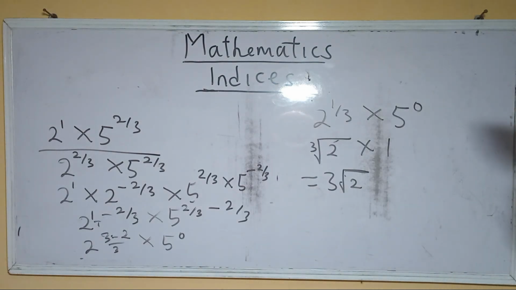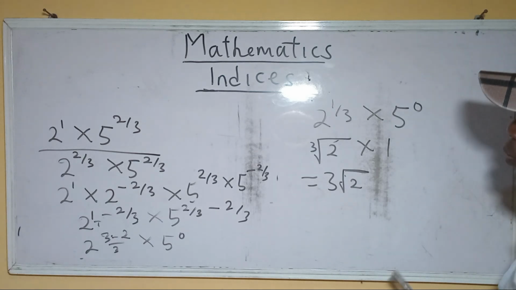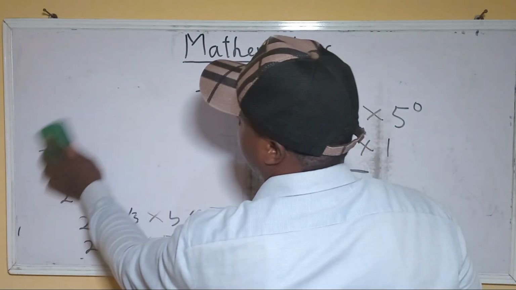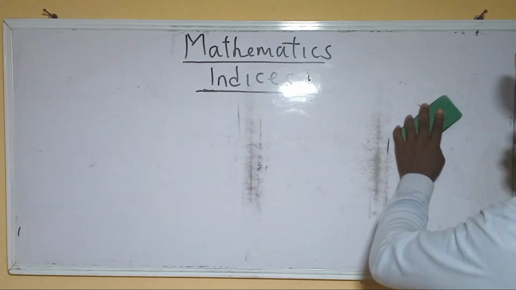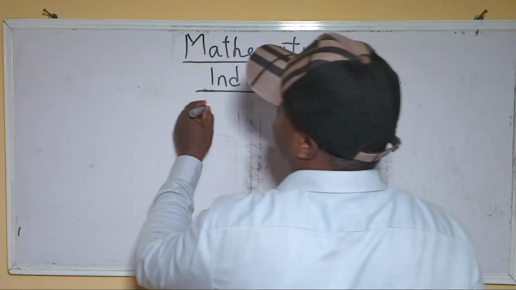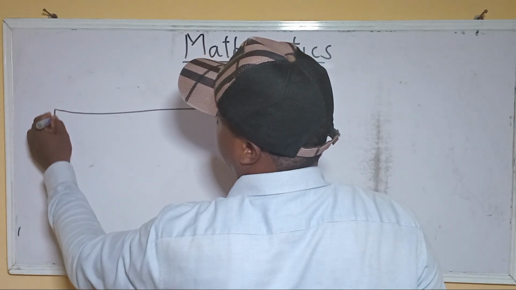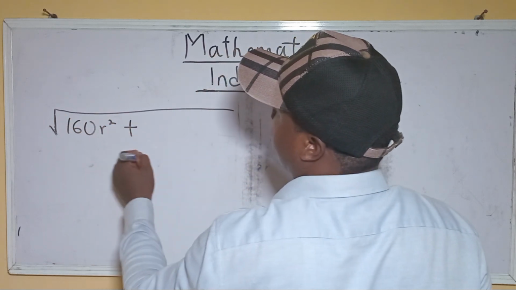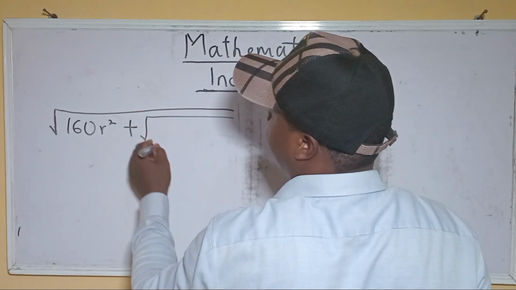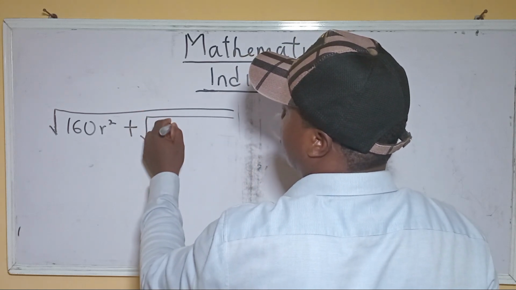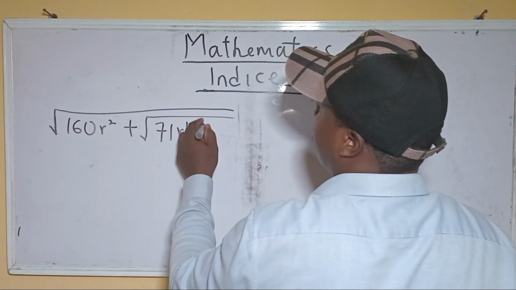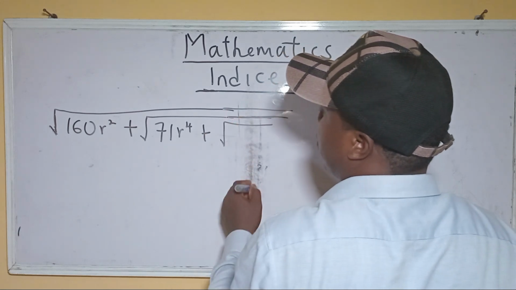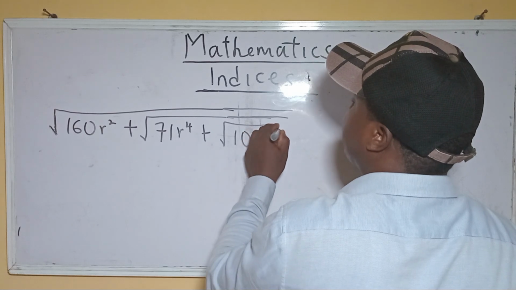Now let's solve the last one. The last one, if I have something of this nature, I have 160 r squared plus square root of 71 r raised to power 4 plus square root of 100 r raised to power 8.